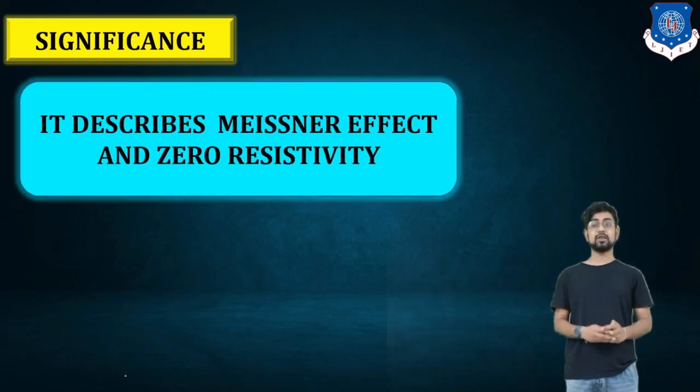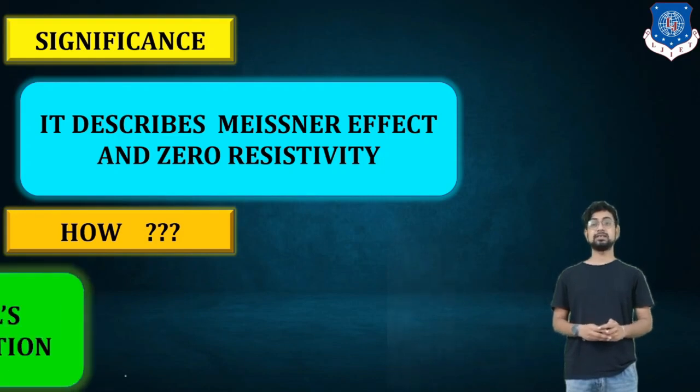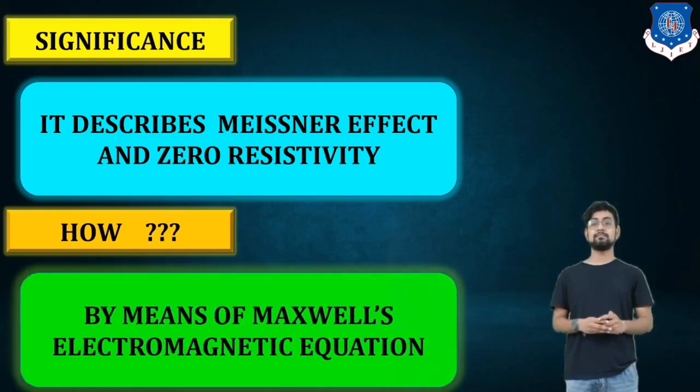The significance of the London theory is that it describes the Meissner effect and the zero resistivity. But along with the Meissner effect, they also described something new that we will discuss later on. And how did they do it? They did it with the help of Maxwell's electromagnetic equations. They utilized Maxwell's fourth as well as the third equation for proving their theory.